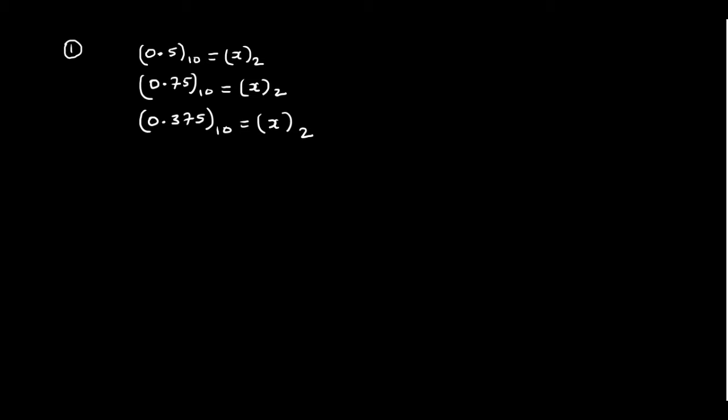I will show you only one of these. The remaining you can solve it yourself. So first let us see how to solve 0.375 to the base 10 to binary. X represents the value in binary. So what we have to do, we have to write down the fraction. 0.375 is the fraction. You have to multiply by 2.